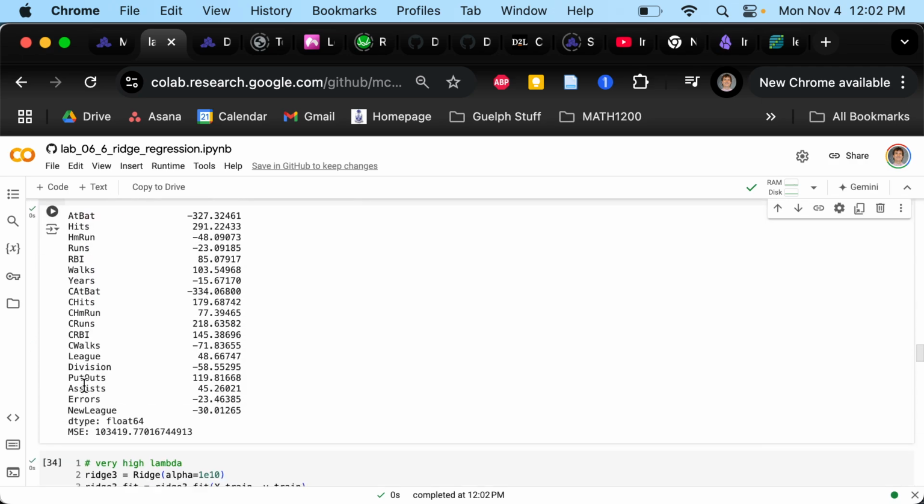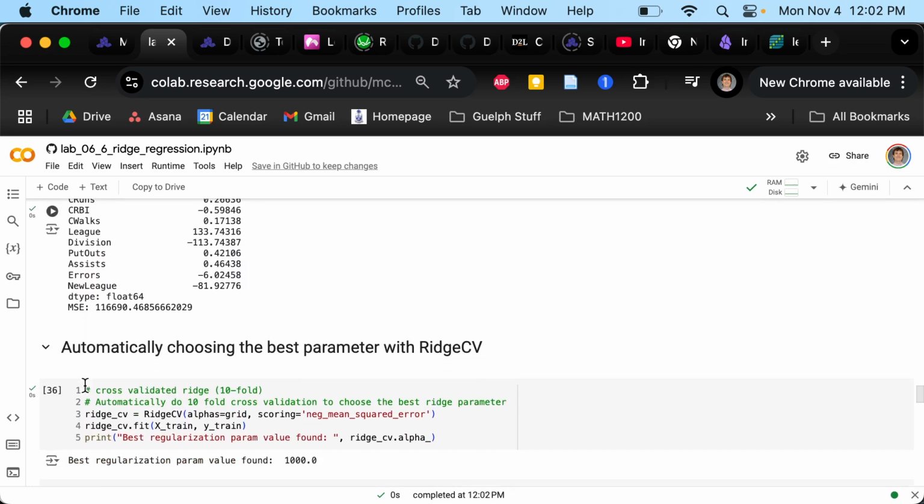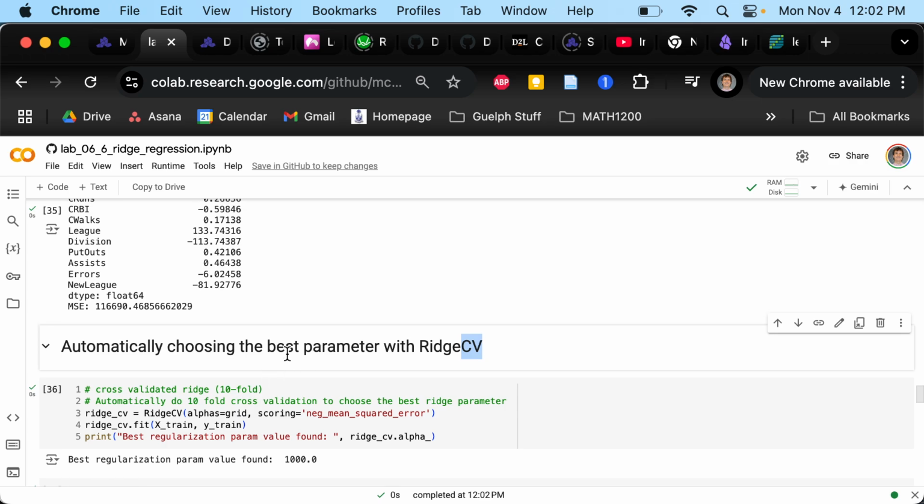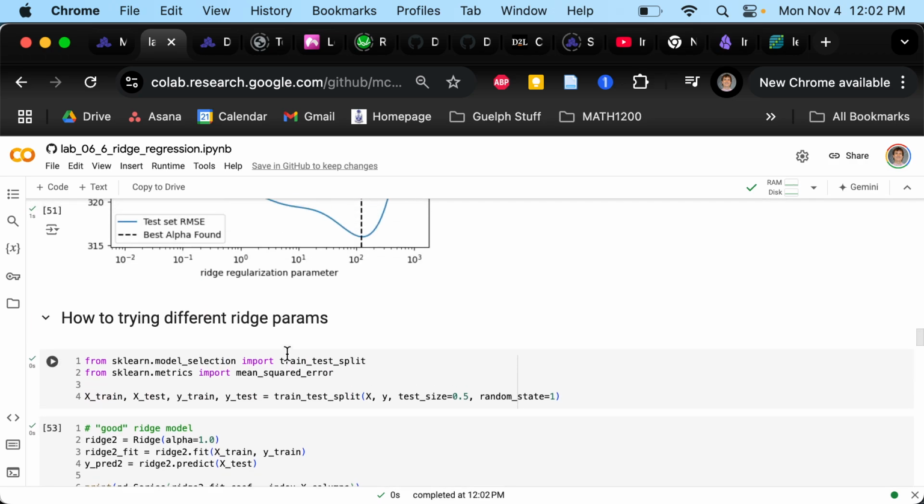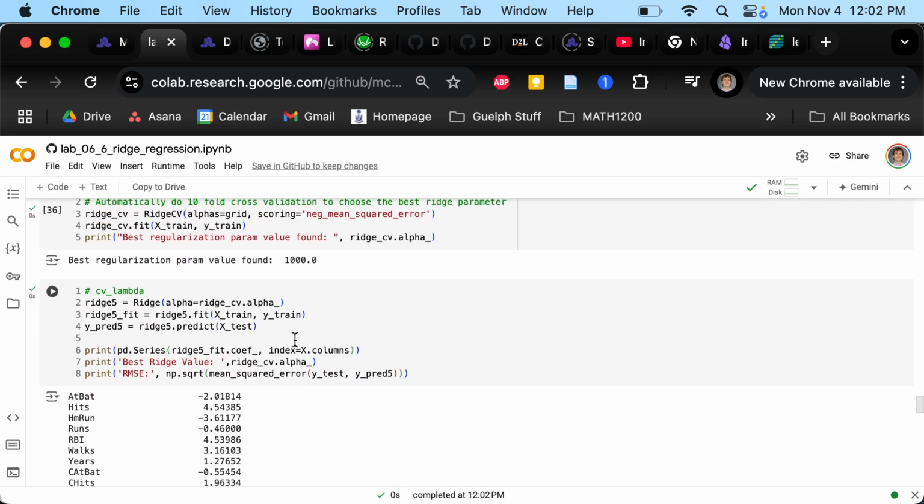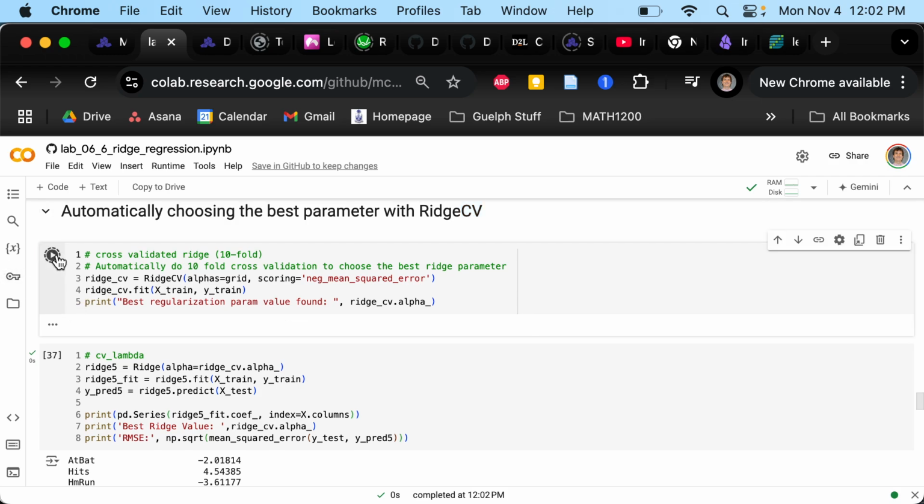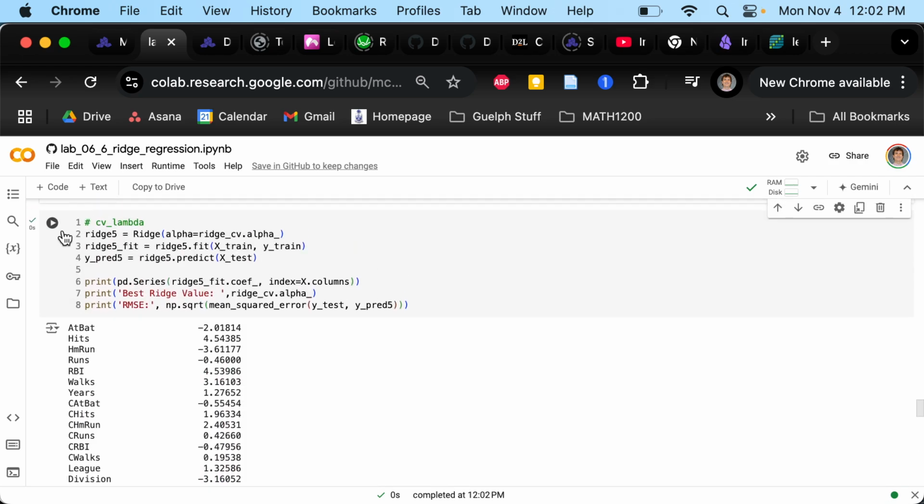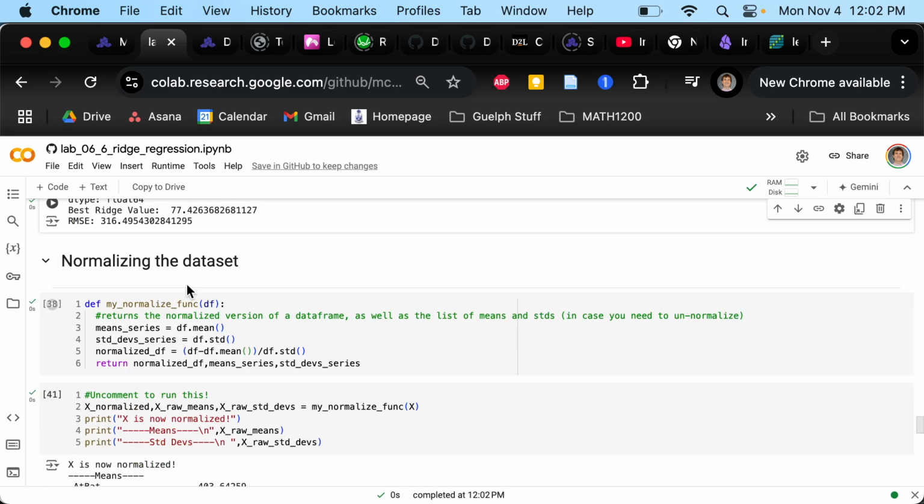One I think I wanted to show you is there's a special function called RidgeCV. RidgeCV is ridge cross validation, and this will automatically do what I was doing by hand. So I was splitting up into a train and test set like we've been doing the whole time. This RidgeCV function automatically does it with cross validation. So if you do it, the best value they found was 77, which is a little bit lower than what I found, but a pretty similar kind of thing.